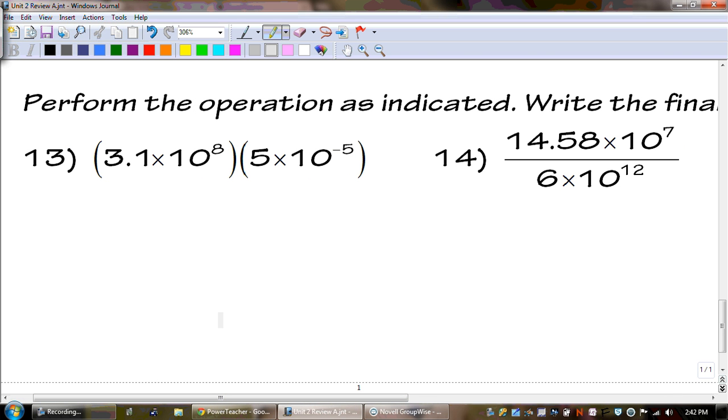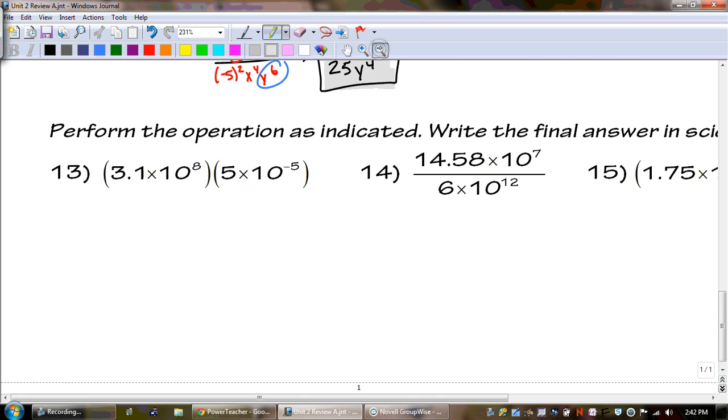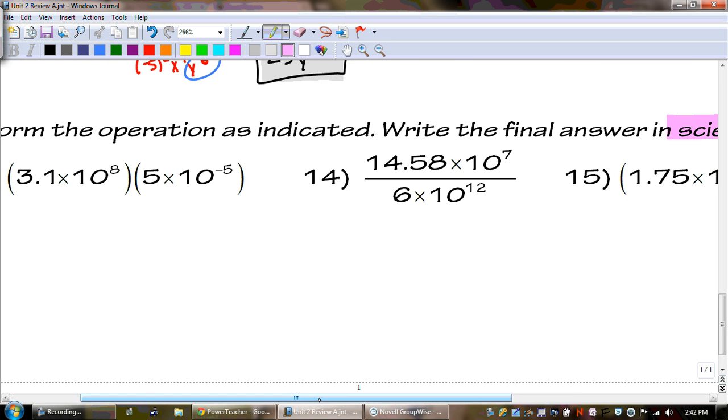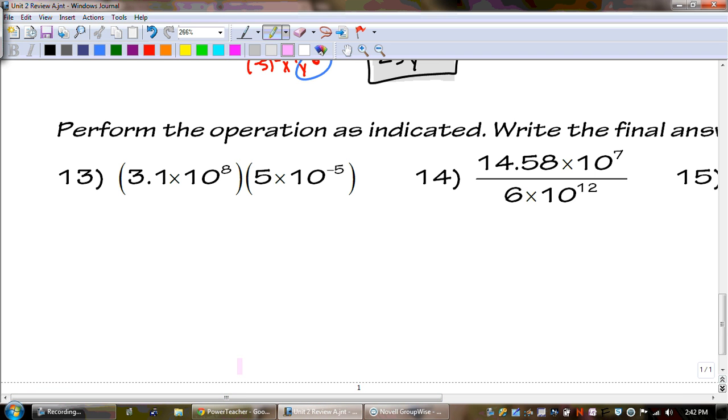All right, so it says to perform the operation as indicated and to write the final answer in scientific notation. Okay? So for number 13, we have to multiply our coefficients because it's times. So I have 3.1 times 5. 5 times 1 is 5. 5 times 3 is 15. And there's one number behind the decimal, so I'm going to make sure that there's one number behind the decimal.